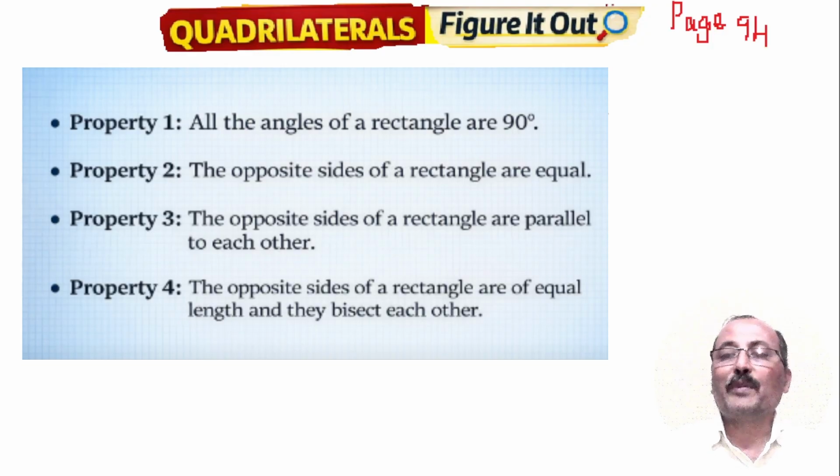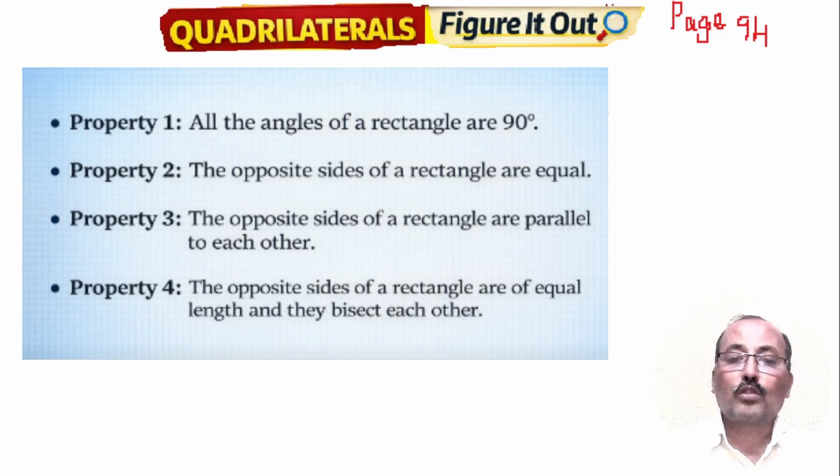Now in yesterday's video, we have seen the properties of a rectangle. What are the properties of a rectangle? Property number 1: all the angles of a rectangle are 90 degrees. Property number 2: the opposite sides of a rectangle are equal. The third one: the opposite sides of a rectangle are parallel. You can combine properties 2 and 3 and say the opposite sides of a rectangle are parallel and equal.